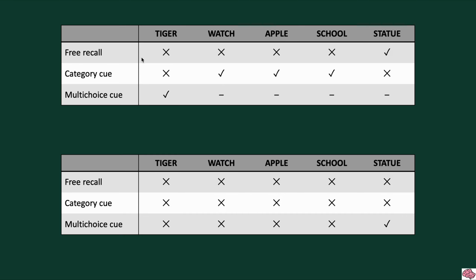So this first person has done quite poorly on their delayed free recall. They've only got 1 out of 5. However, of the 4 items they didn't get, 3 of them they immediately and confidently get when they're given a category cue. And then the one remaining item that they still haven't got, they immediately get when given multiple options to choose from. So they've done poorly on their delayed free recall of 1 out of 5, but their performance has dramatically improved with prompts and cues. So this is therefore a retrieval pattern.